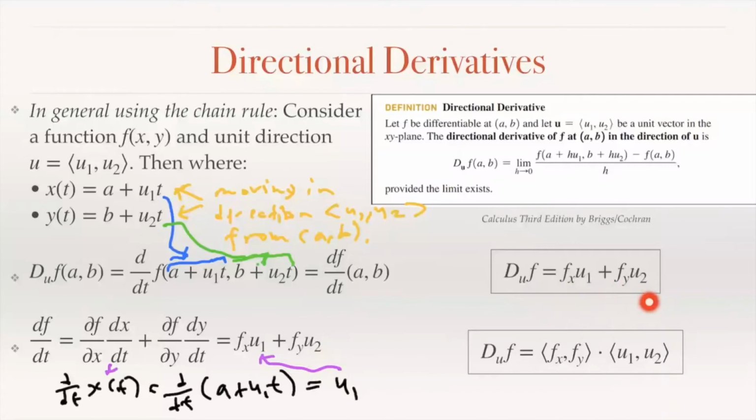And in fact, we can make that even slicker by realizing that this looks like a dot product. So it's f sub x, f sub y dot u. This whole thing, remember, was just our unit vector in the direction we want to go. And this guy will be important in its own right. We'll call it the gradient, and we'll encounter that in just 15 minutes.